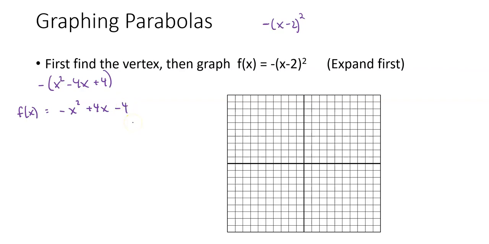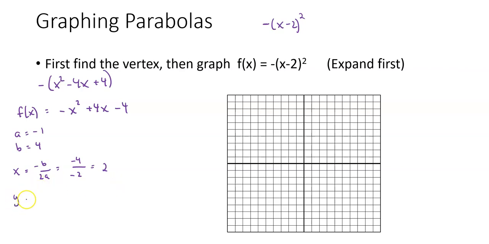Now, this is a little different, right? We haven't had an a value of negative 1 yet. So a is negative 1, b is 4. We're told that the x-coordinate of the vertex is negative b over 2a. So negative 4 over 2a gives me an x-coordinate of 2.